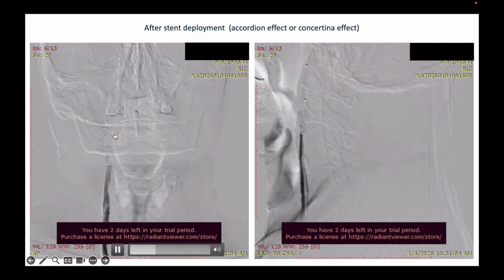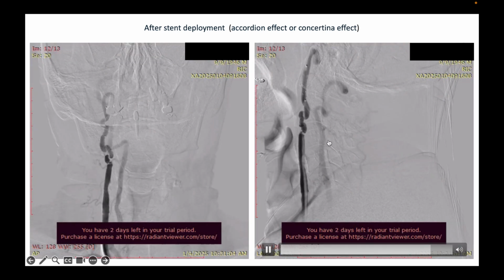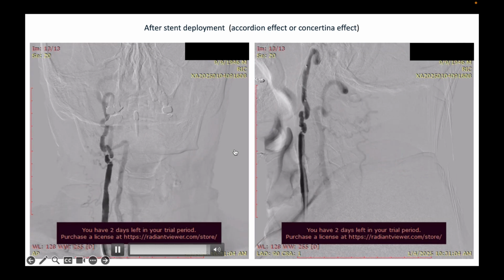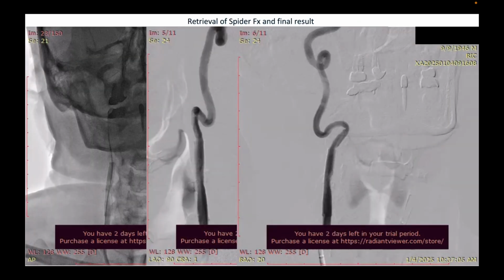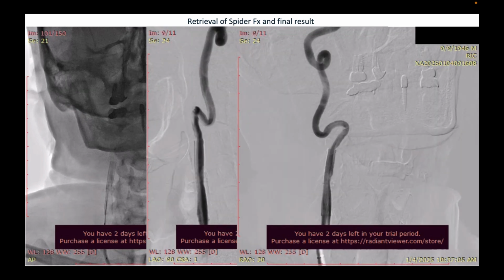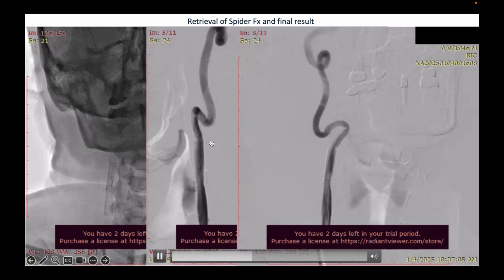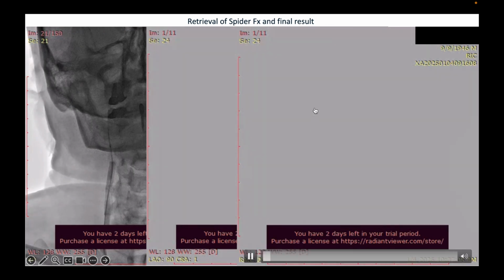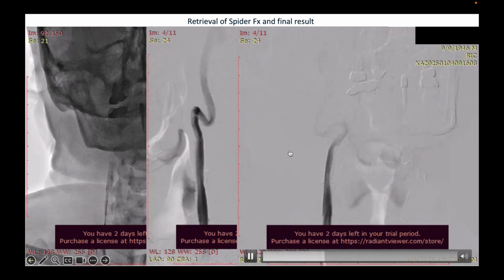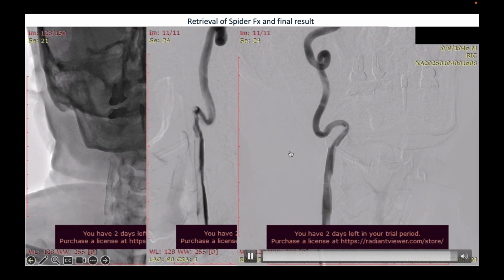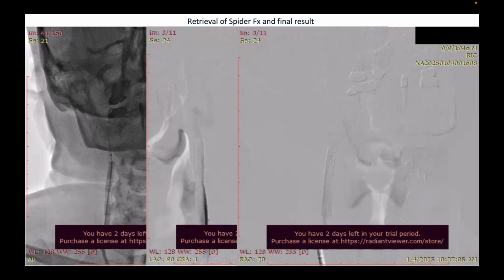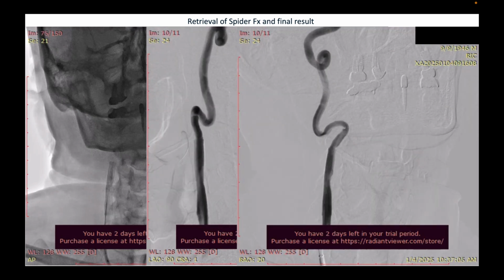Again, it can be worrying to see this, but in our mind this was accordion effect. So we took the retriever and took the Spider FX out, and after that you can see the final result. So it was indeed an accordion effect that was giving a very terrible picture, but with removal of the filter, the whole artery was able to take its bends, which were previously straightened out because of the device presence.